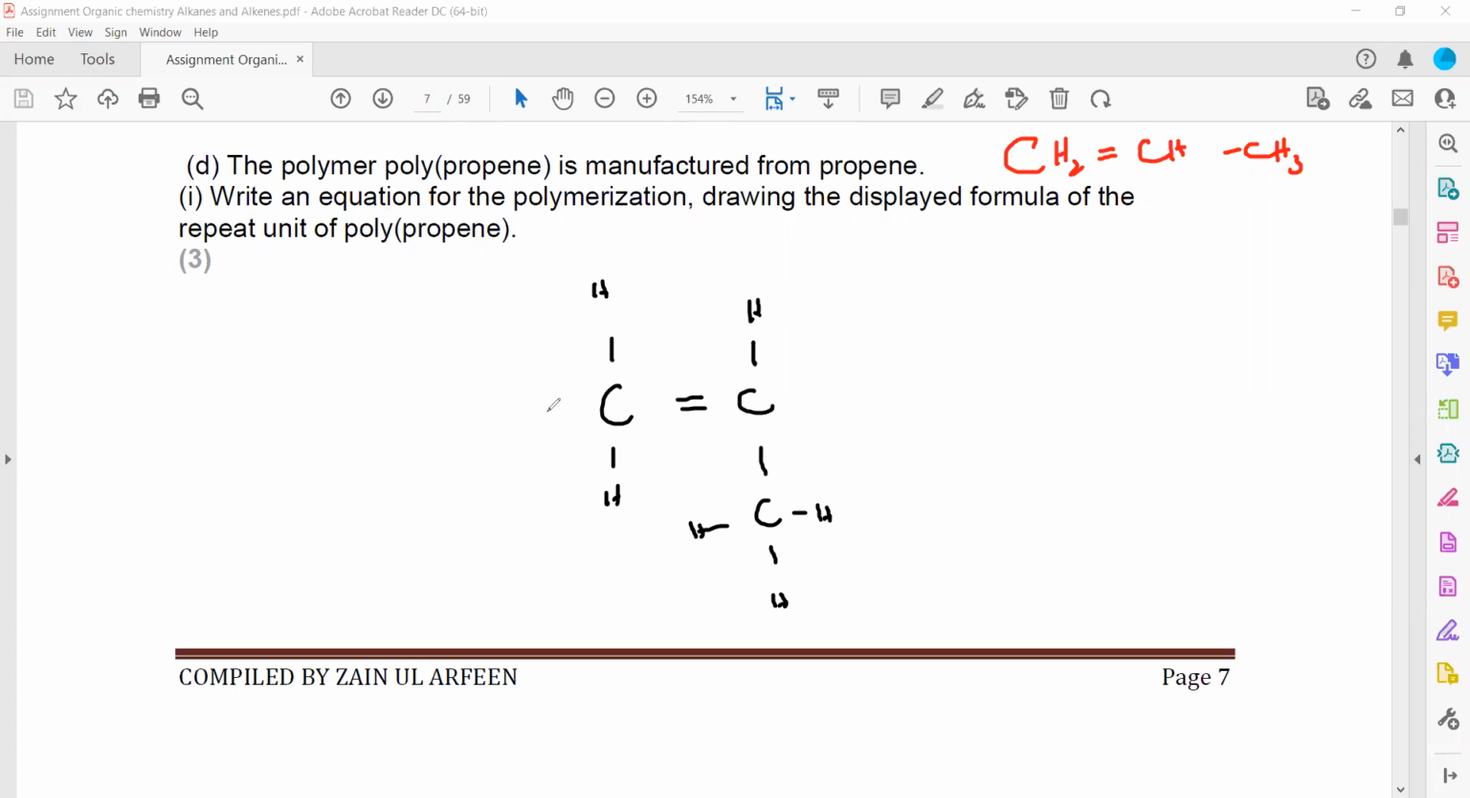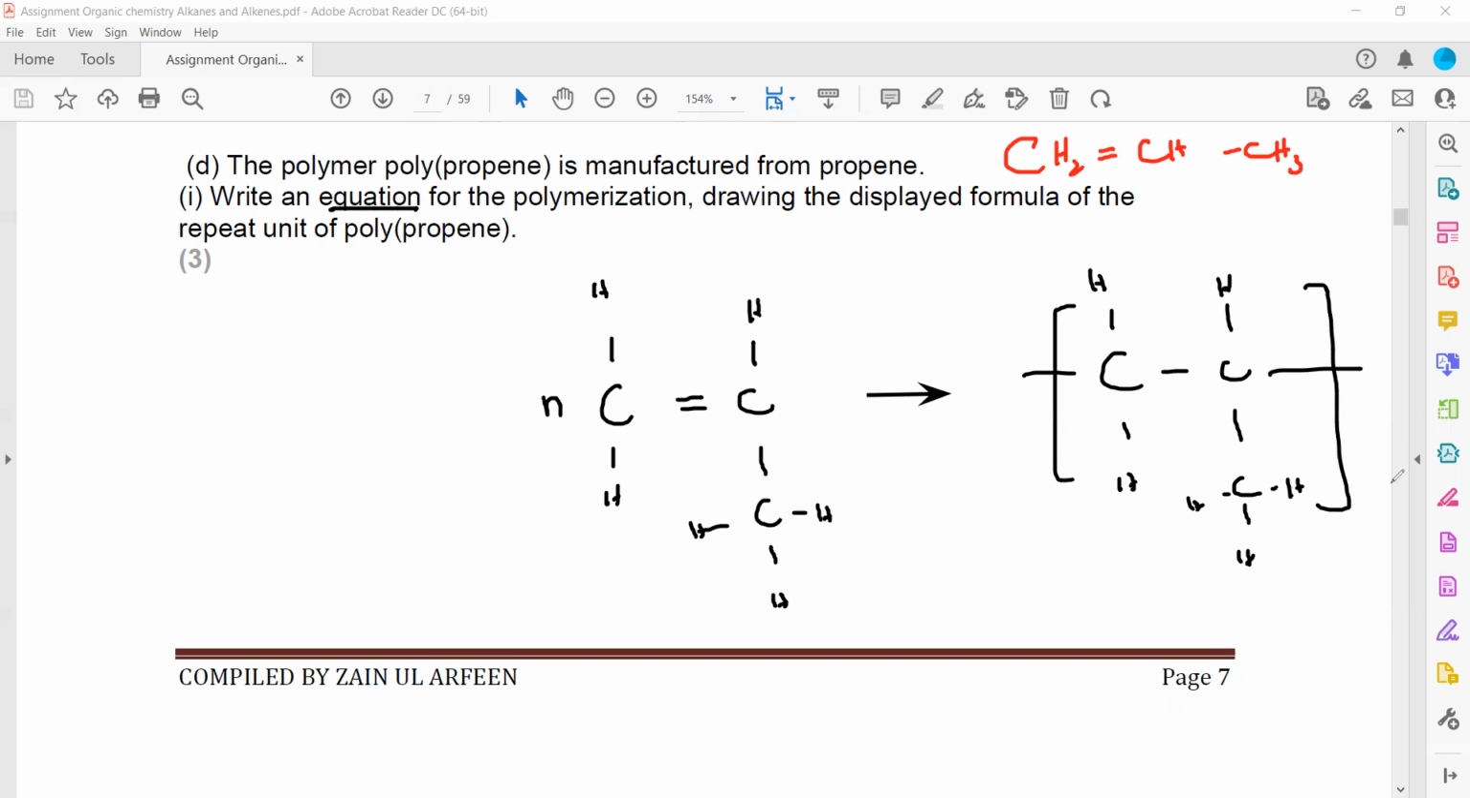Now to draw a polymer, because we have to write the equation. If we have n molecules of propene, the double bond will break, turn into a single bond, and there will be repeat units, and we'll put a bracket and then n. So this is the equation that if we have n molecules of propene, that will result in the formation of polypropene, a long chain polymer.